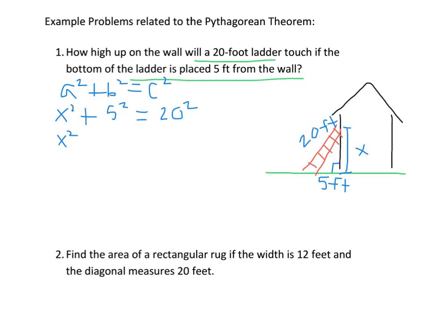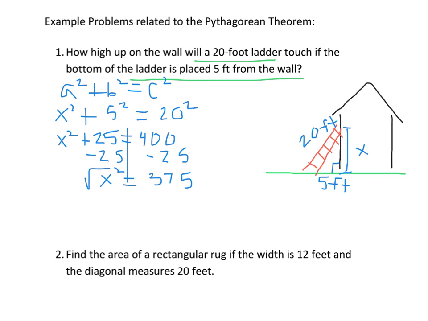X squared plus 25 equals 400. And then we just solve. I subtract 25 on both sides. So x squared equals 375. And then to get x by itself, we square root both sides. And x is about, because that's not a perfect square, 19.4. Don't forget the label, feet.